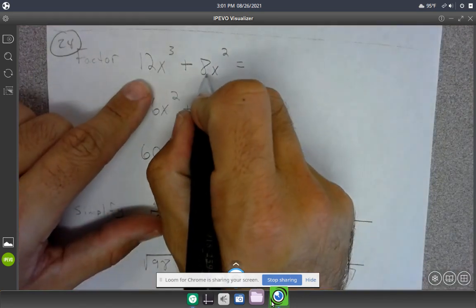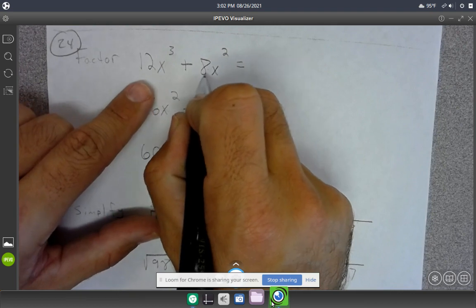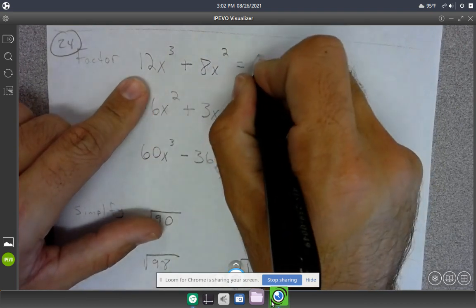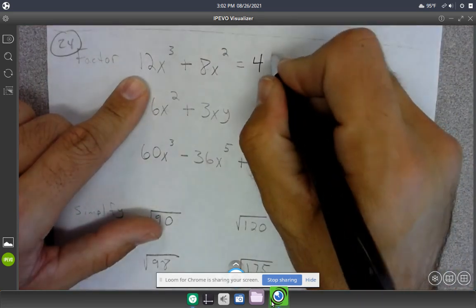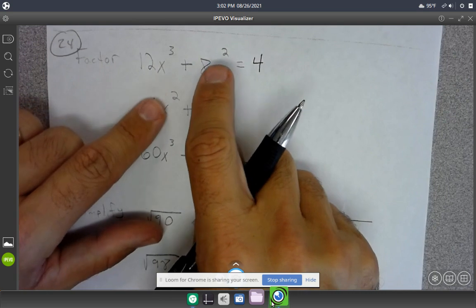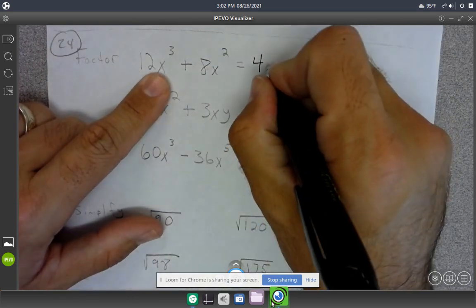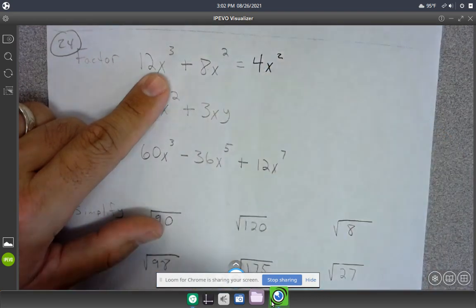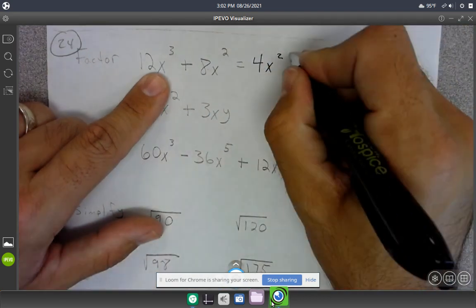All right. So we want to identify the number and the variable that they have in common. So 8 and 12, they have a 4 in common. That's the biggest number that they have in common. And then as far as the x's go, this one has 2 x's, that one has 3. So the most that they have in common with each other is going to be 2. That's how many that each of them are able to give.